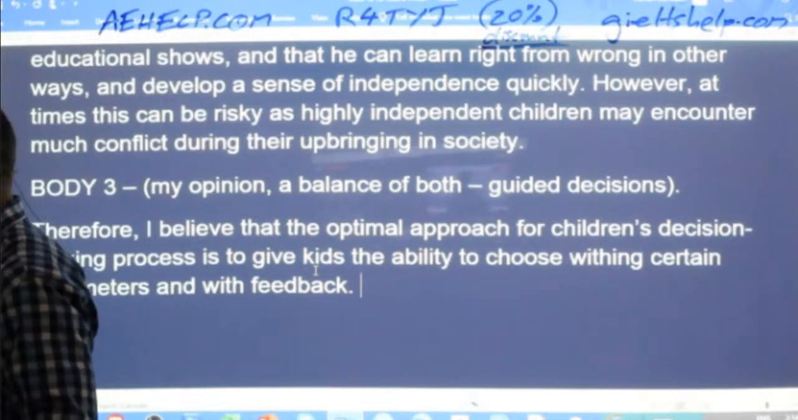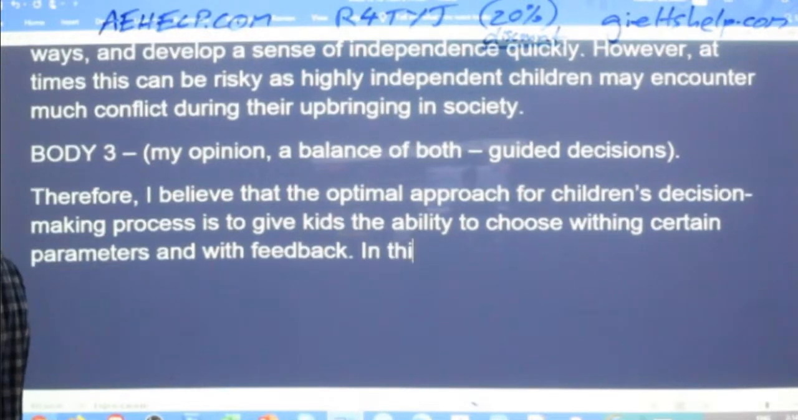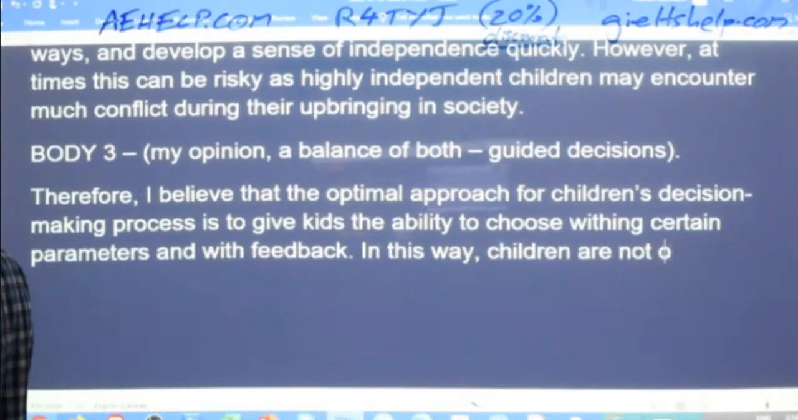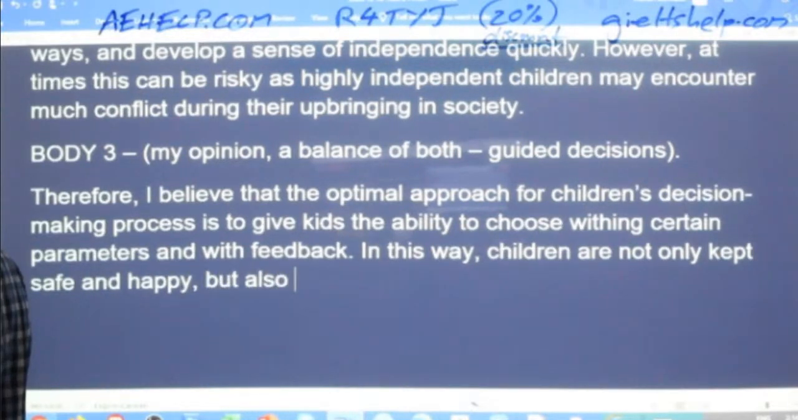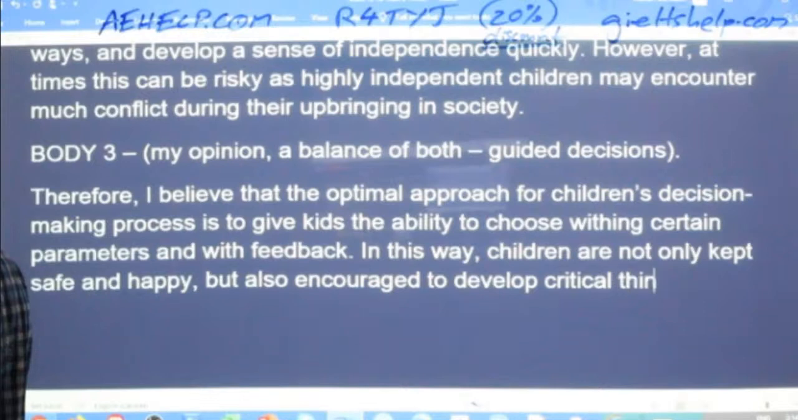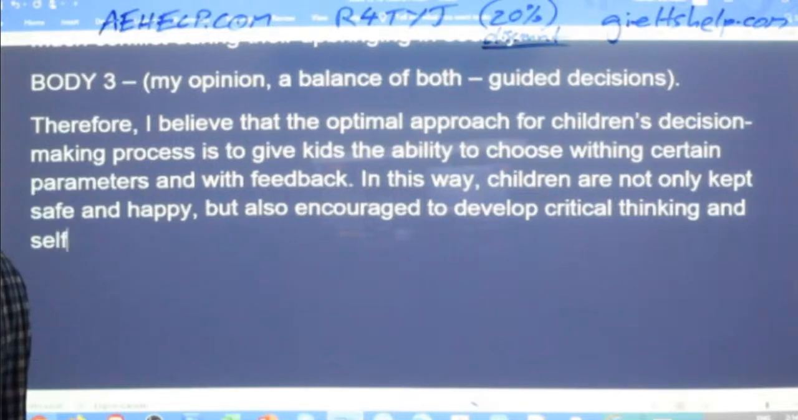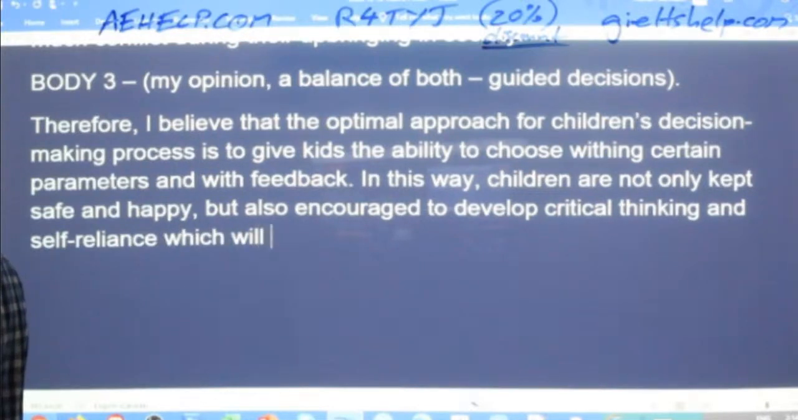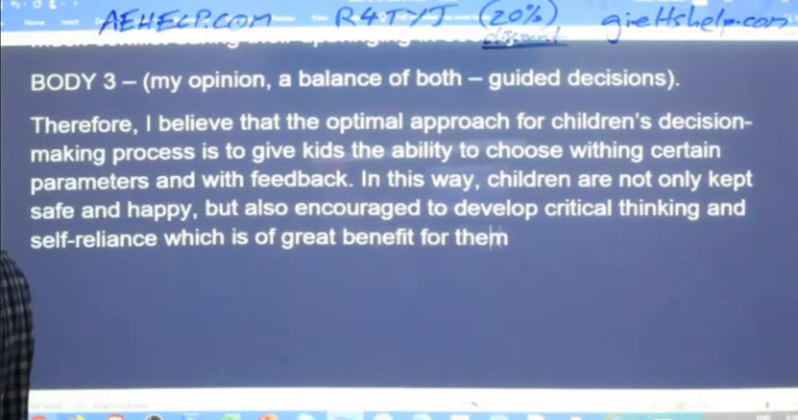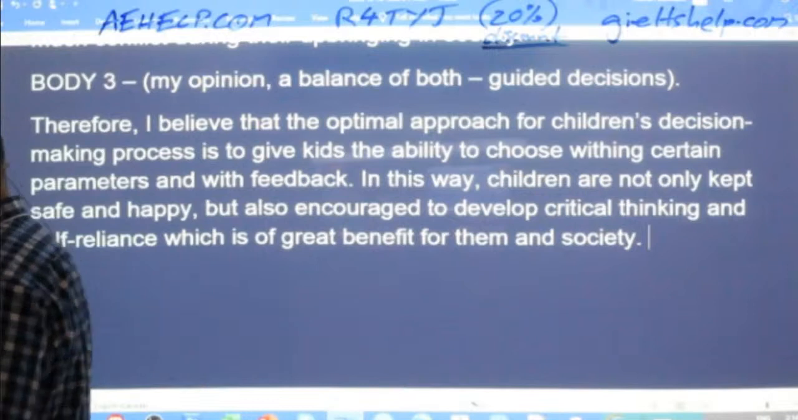Okay. All right. In this way, so here's my explanation. In this way, children are not only kept safe and happy, but also encouraged to develop critical thinking and self-reliance instead of independence, which is of great benefit for them and society.